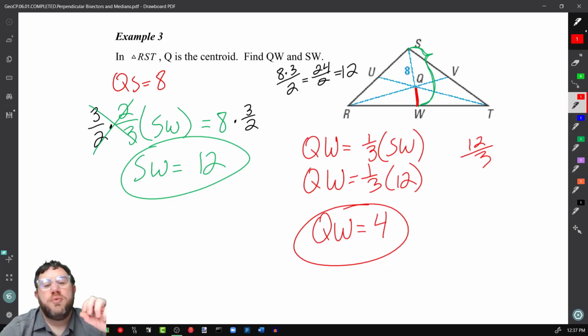So when you have medians, they are divided into 2/3 of the segment and 1/3 of the segment. So they're not half and half. One is twice as long as the other. 2/3 is twice 1/3. So that's it for this section.